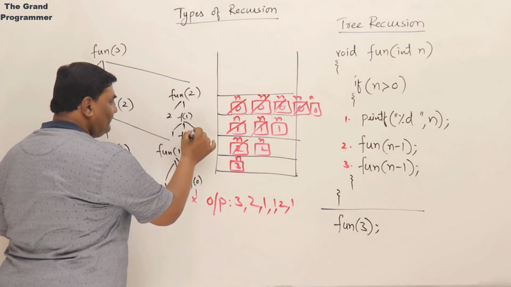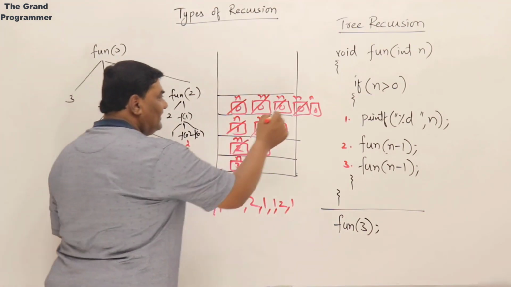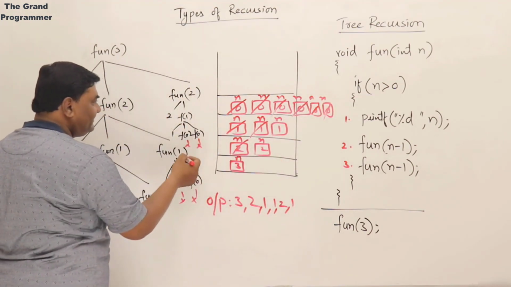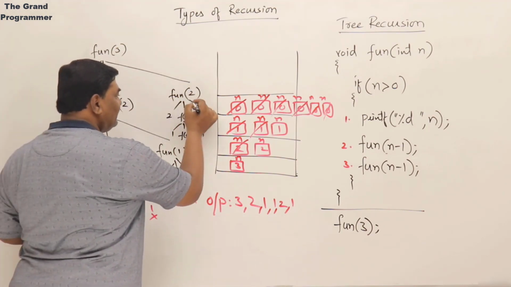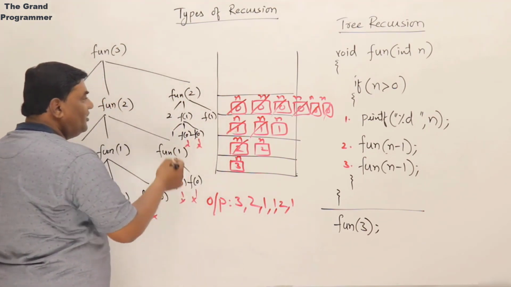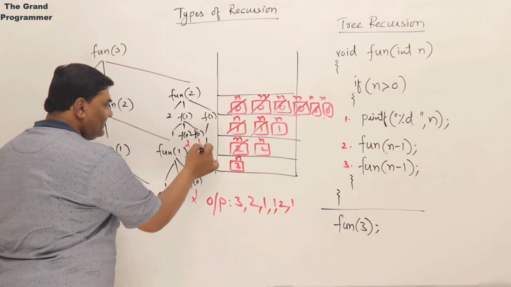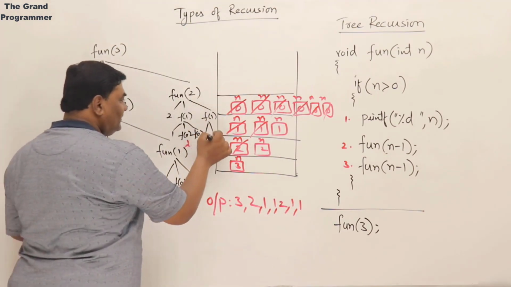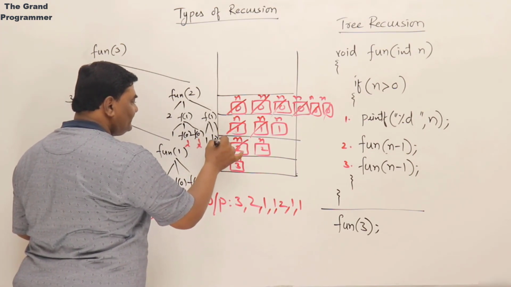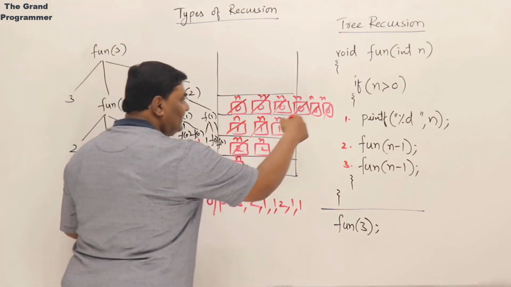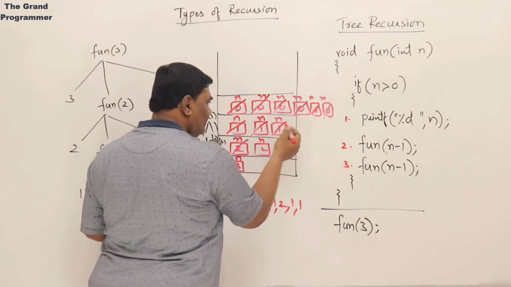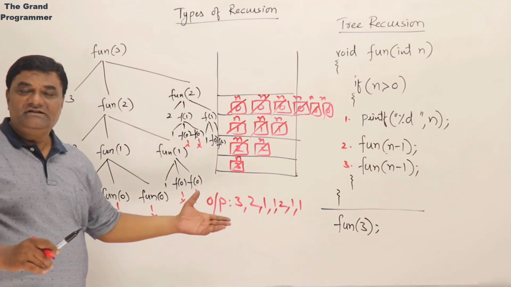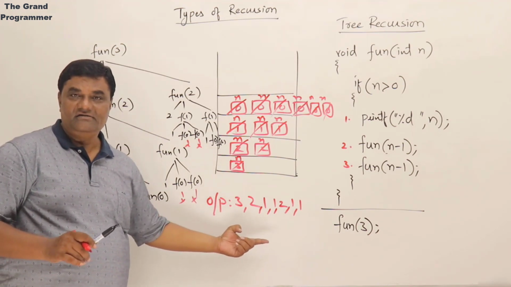And again a call for fun of 0, and this also ends. This also goes back. Here, fun of 1, for this 1 is printed. So output is 1. Then call for fun of 0, call for fun of 0, right? So again 2 more activation records, then that also finishes, this also finishes, and finally 3 also finishes. So this is the output that we get.